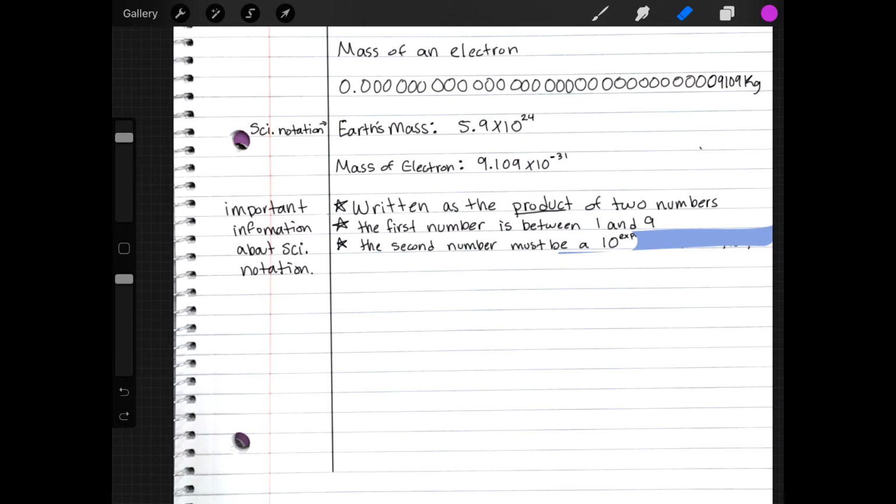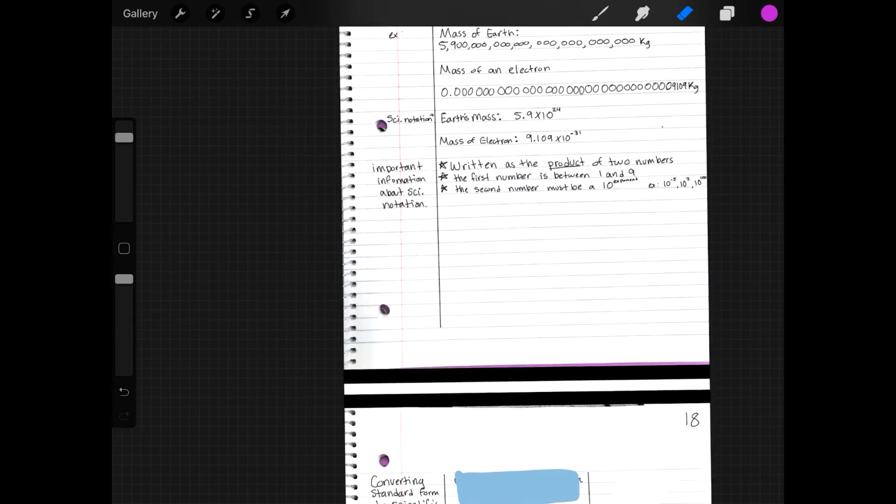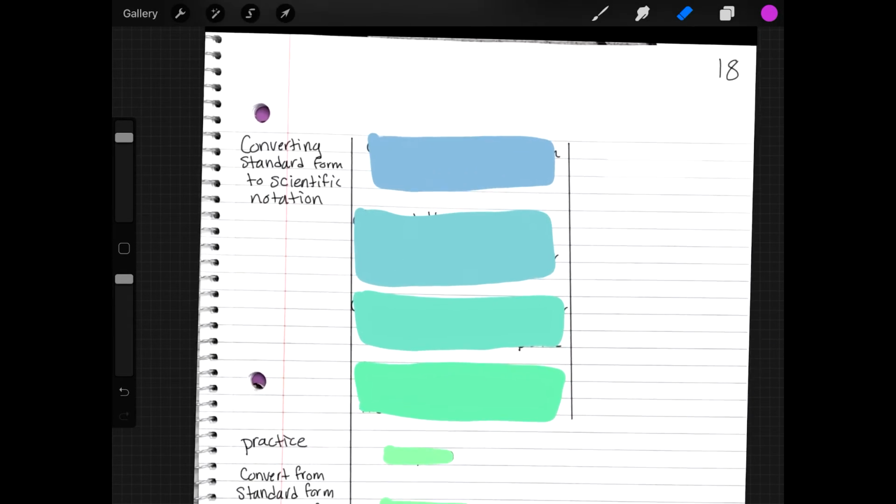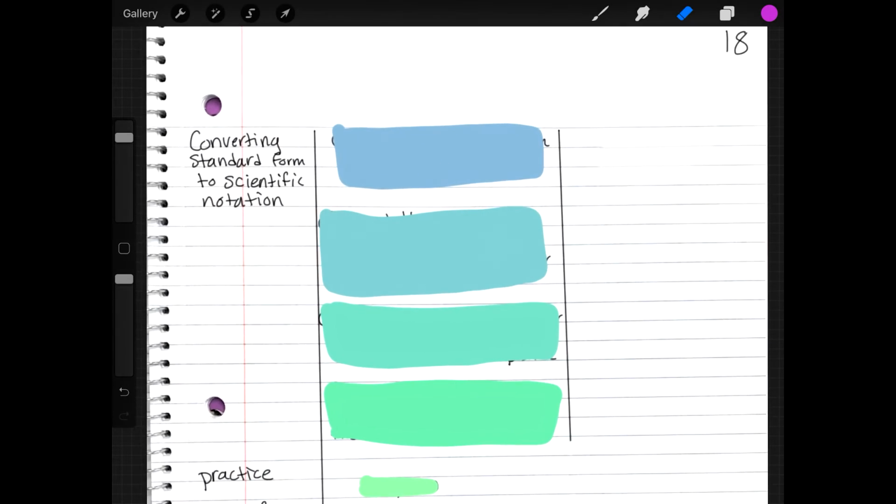The third thing is that the second number must be a 10 with an exponent. An example would be 10 to the power of negative 5, or 10 to the power of 2, or 10 to the power of 100. In Earth's mass, the exponent was 24. That works as well. So let's look at how to convert standard to scientific notation.